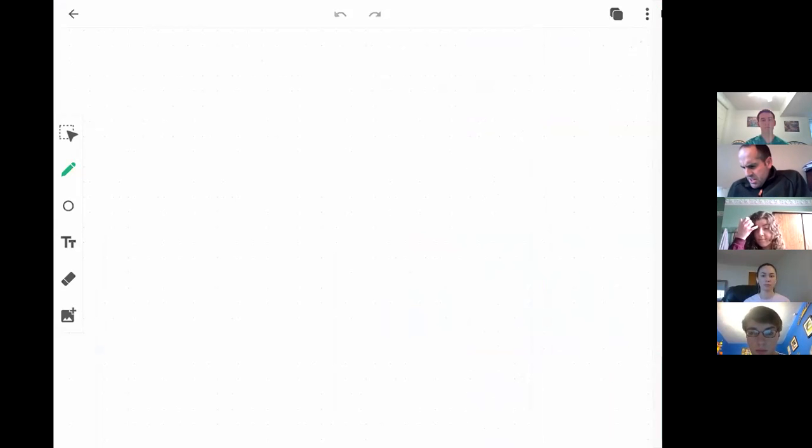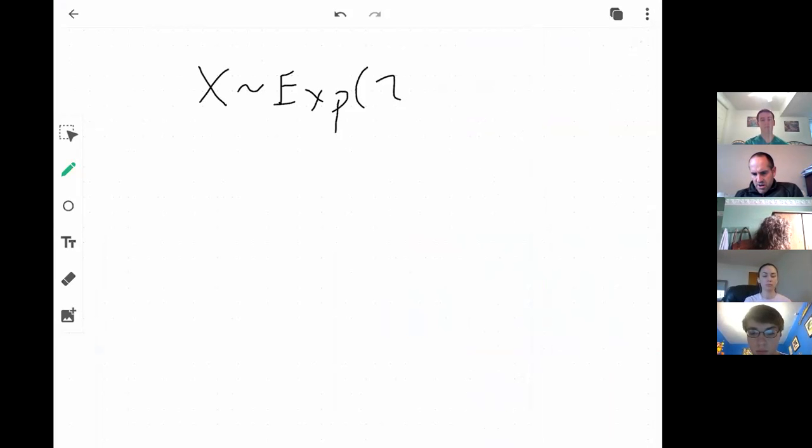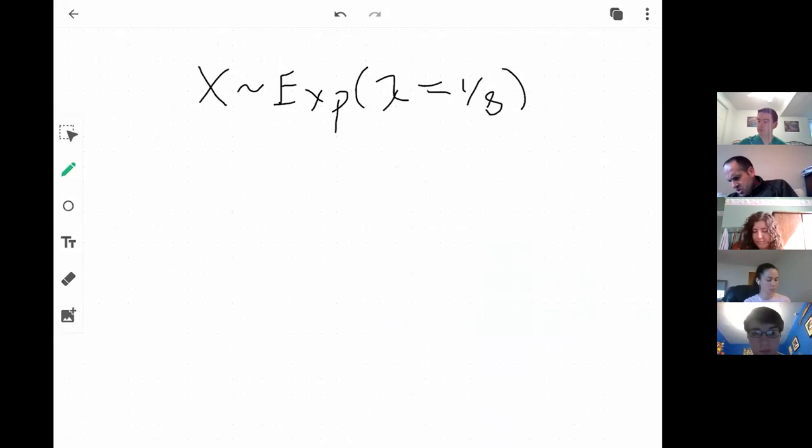So it looks like I have an exponential distribution, right? Is that what you're looking at? Yep. So X is distributed as exponential with parameter lambda equal to an eighth. And it says, if Jones buys a used radio, what is the probability that it will be working after an additional 8 years?